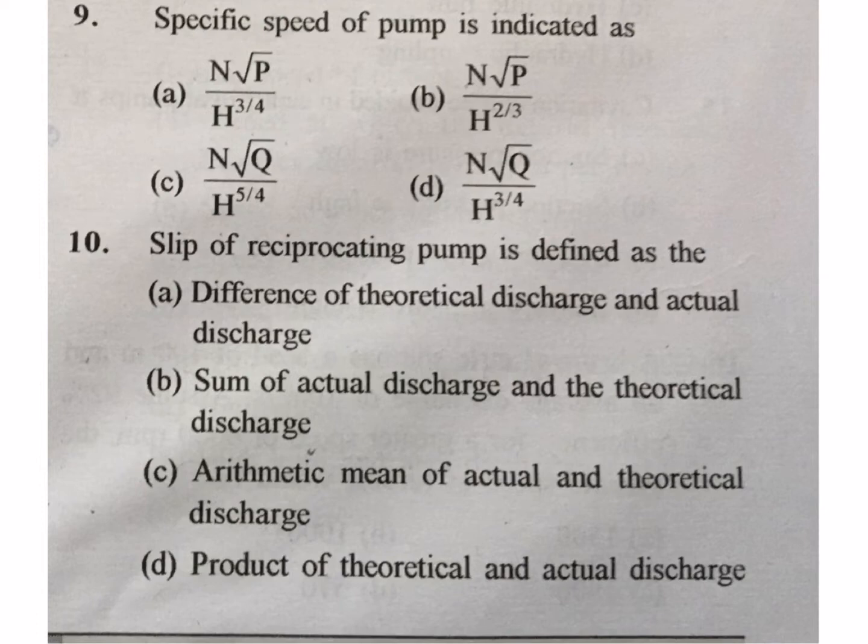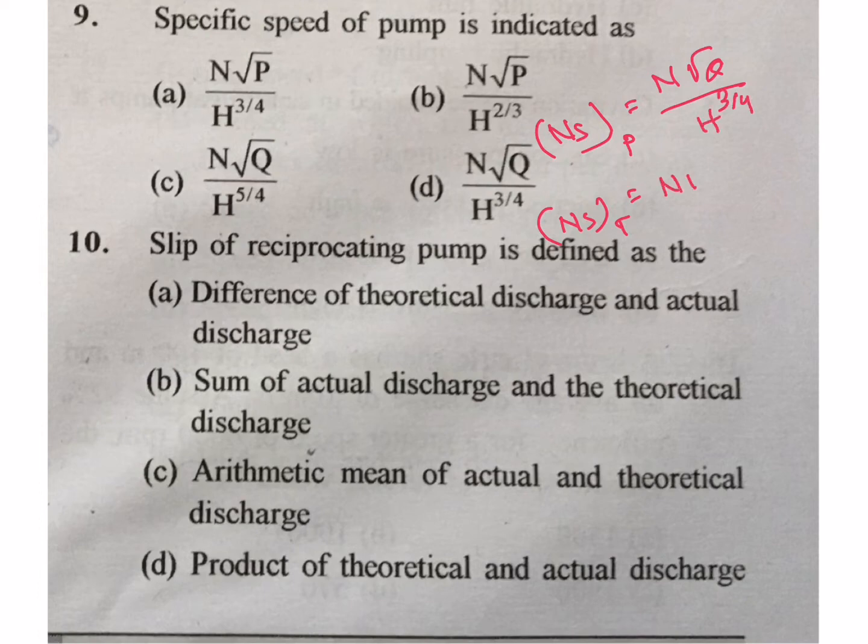Specific speed of pump is indicated as, specific speed of pump and specific speed of turbine, both are important. For pump, it's N root Q by H to the power 3 by 4, and for turbine, N root P by H to the power 5 by 4. From options, here for pump, so N root Q by H to the power 3 by 4. D is your correct answer.